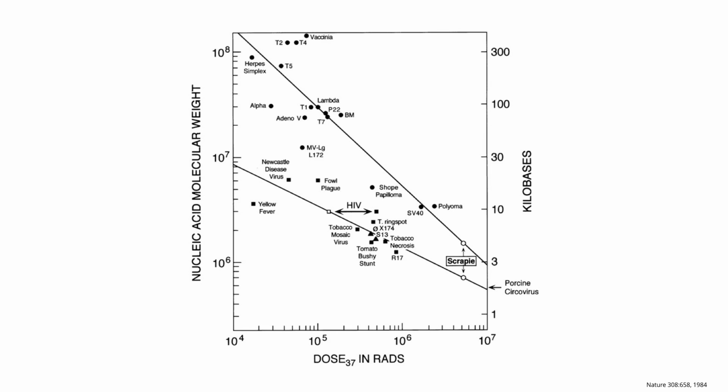But here's Scrapie. It was more resistant than any DNA or RNA virus that had been determined. And you can see that it's down here with both the DNA and RNA viruses. And again, this was one of the pieces of evidence that suggested to people there was no nucleic acid in the agent of Scrapie, whatever it was.